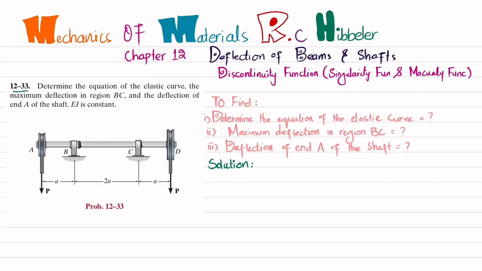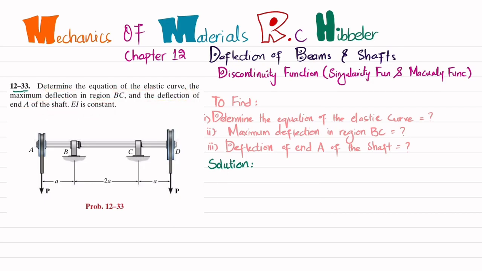Welcome back. Problem 12-33, taken from chapter number 12, Deflection of Beams and Shafts, and the book name is Mechanics of Materials by R.C. Hibbeler. The statement of the problem is: determine the equation of the elastic curve, the maximum deflection in region BC, and the deflection of end A of the shaft.